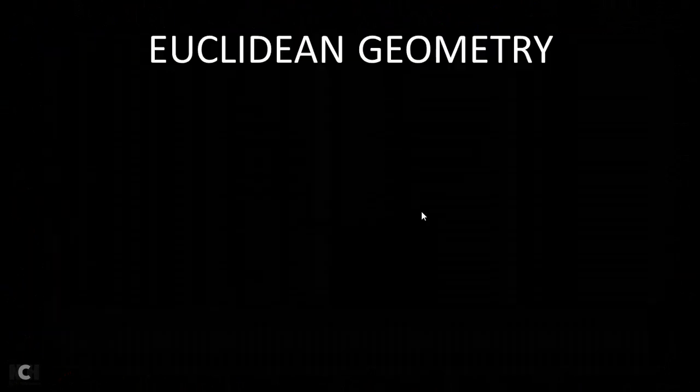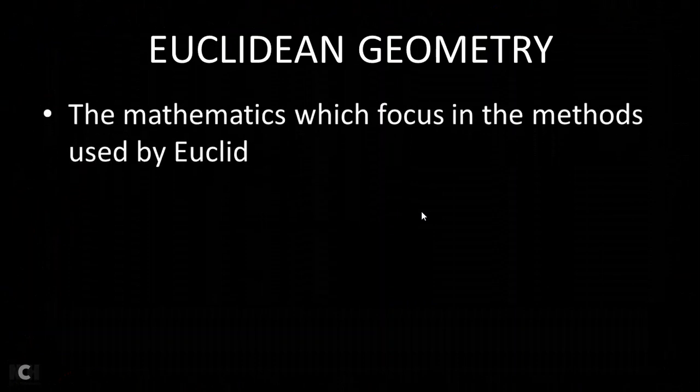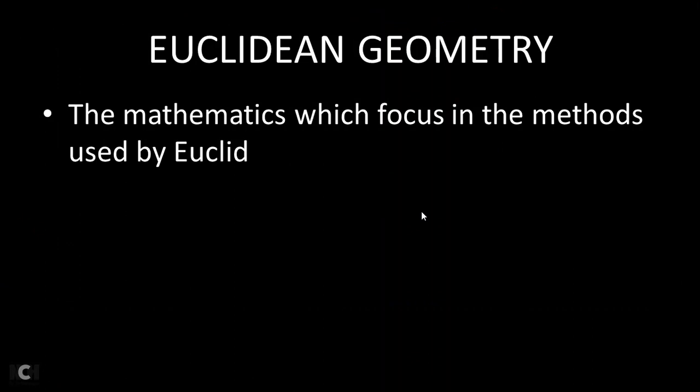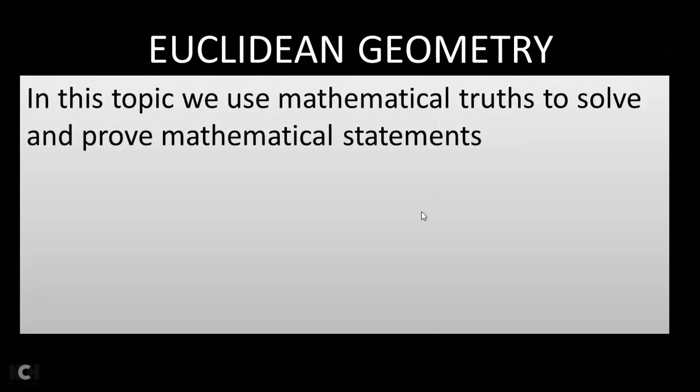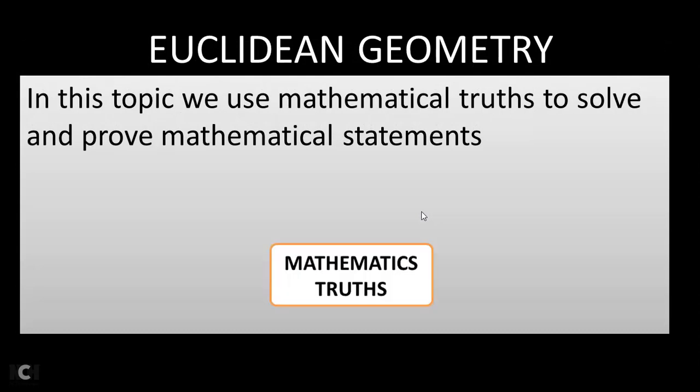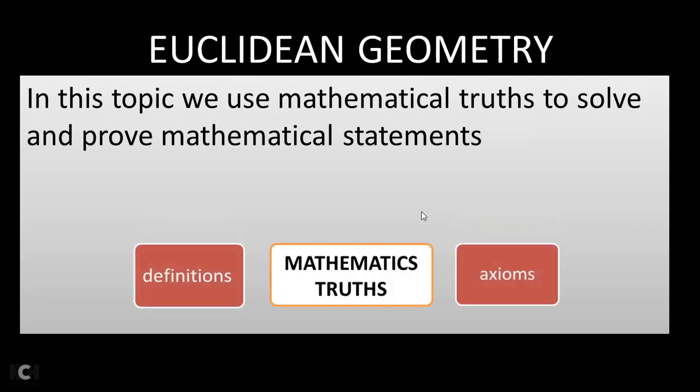In this lesson, we discuss Euclidean geometry. Euclidean geometry is the mathematics which focuses on the method used by Euclid. So, in this lesson, we'll use mathematical truths to solve and prove mathematical statements. What are mathematical truths? Mathematical truths are made of definitions, axioms, and theorems.